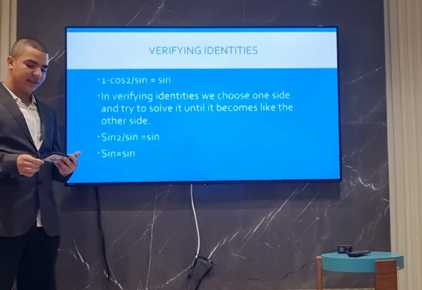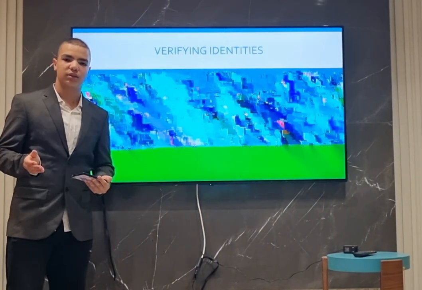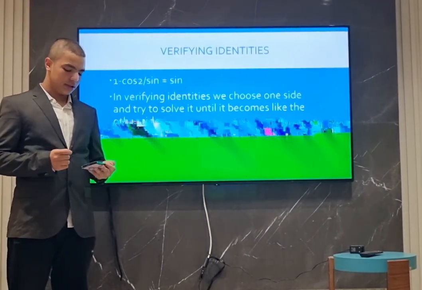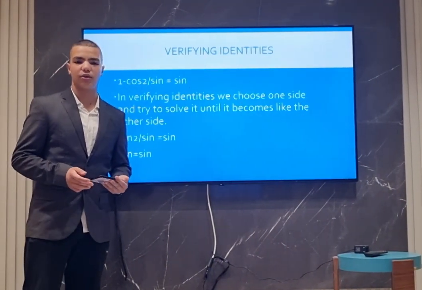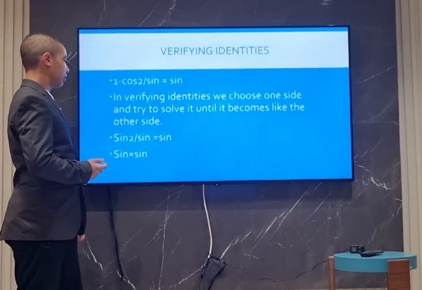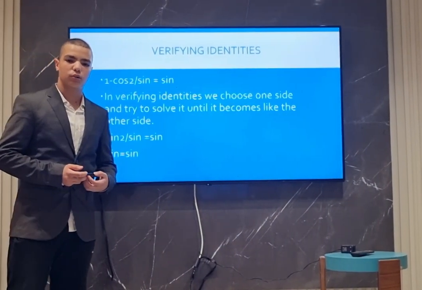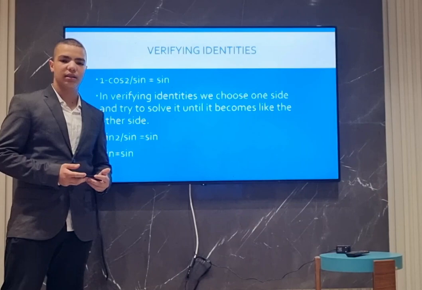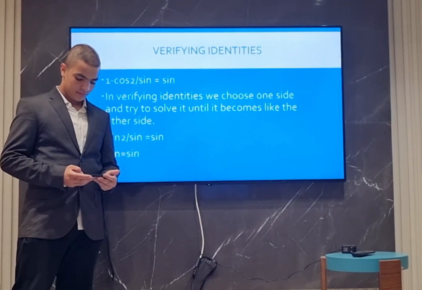Then we have verifying identities. Verifying identities is like simplifying identities, but it contains two sides and an equal sign. Here we have 1 minus cosine power 2 over sine is equal to sine. In verifying identities, we choose one side and we try to make it like the other one. So we will choose the left side, 1 minus cosine power 2 over sine. 1 minus cosine power 2, according to the identity sine power 2 plus cosine power 2 equals 1, is equal to sine power 2. So sine power 2 over sine is equal to sine. And sine equals sine, so we solved the question.